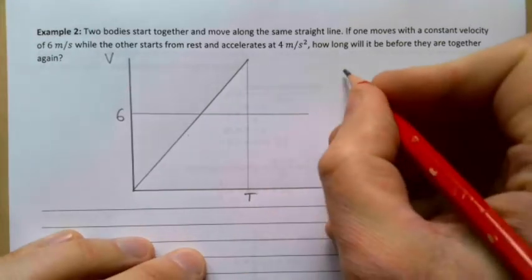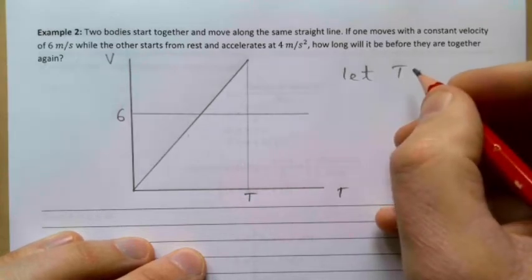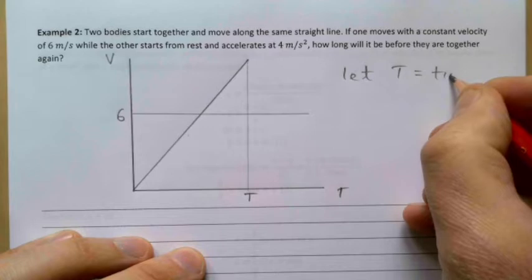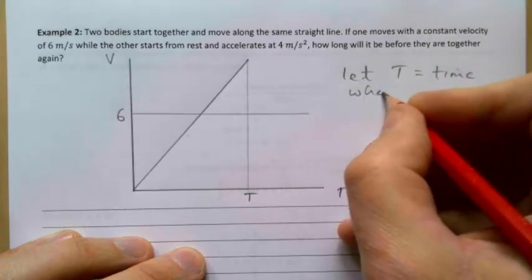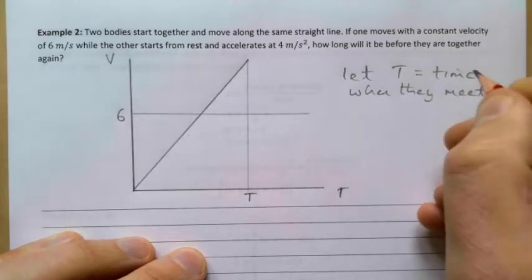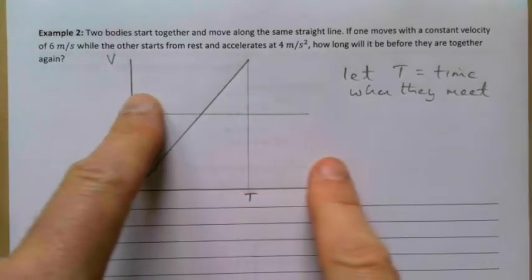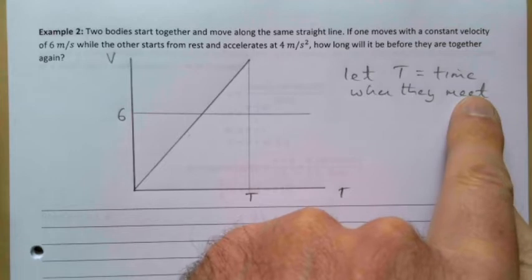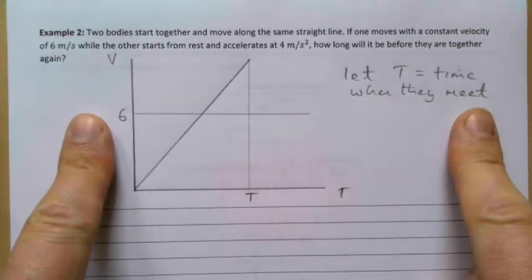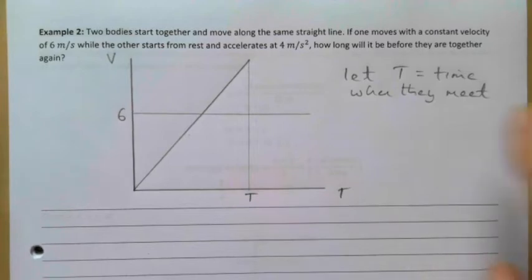Let t equal time when they meet. Now, something else important happens here at that time. The one heading up at 6 goes, and then this one eventually catches up. Notice the distance they've travelled is the same. So at time t, the areas under the graph must be the same as each other because they've travelled the same distance, and that's the key then to working these things out.